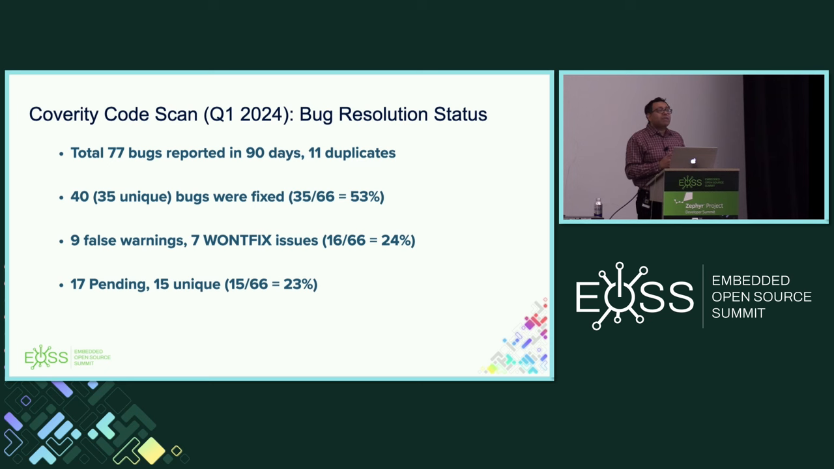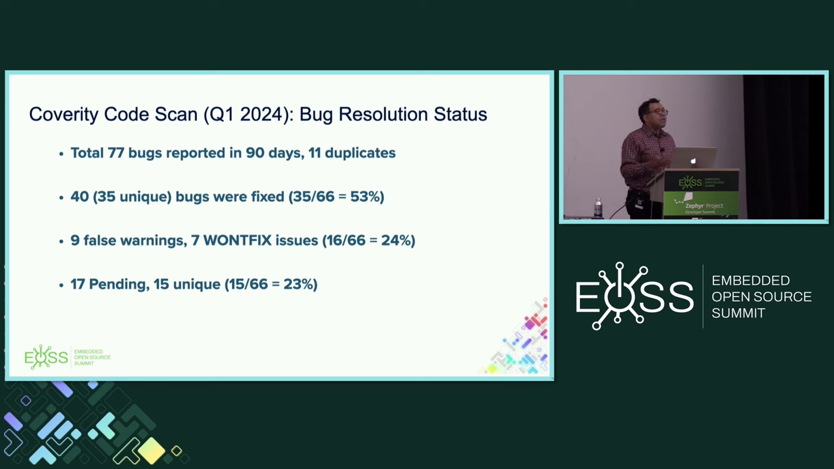So there were a total of 77 bugs reported in those 90 days. There were 11 bugs that were duplicates. So we are talking about 66 bugs over a course of three months. That's actually pretty good for a bug detection tool. And of them, 35 unique bugs are already fixed. So that's a very good fix rate. About 50% of the bugs that have been reported have already been fixed. There have been about 25% of the cases where there are false positives. And these were identified, again, not by us, but by the maintainers themselves.